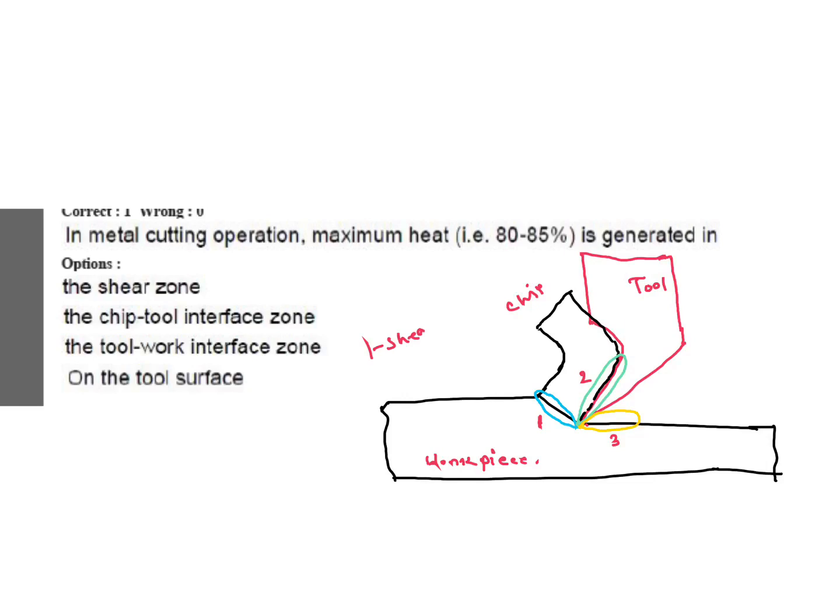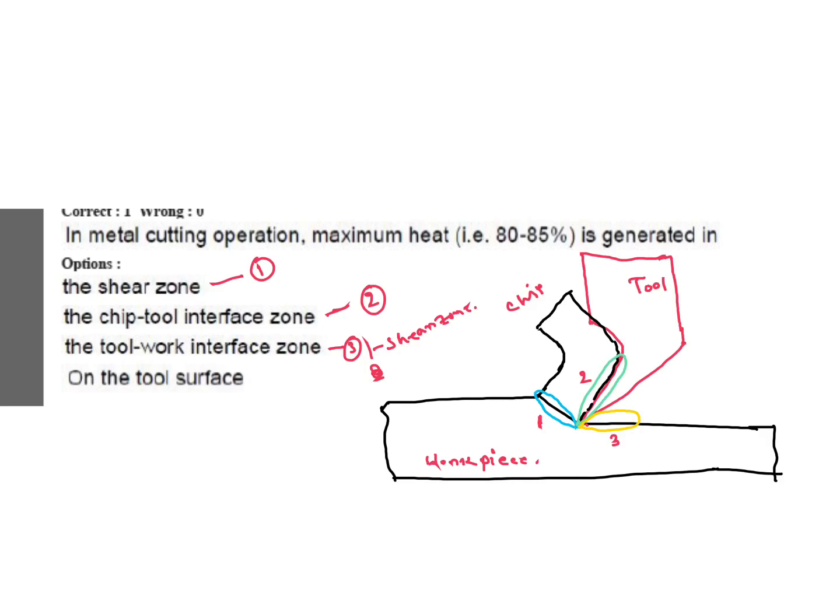Then the chip tool interface, this is represented by this green color. Second one. Third one is the tool work interface, represented by yellow color. So maximum heat is at the shear zone.